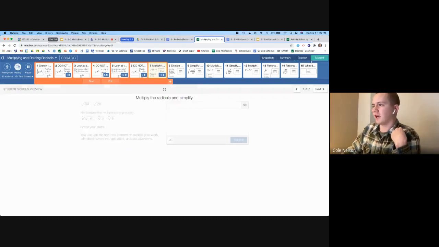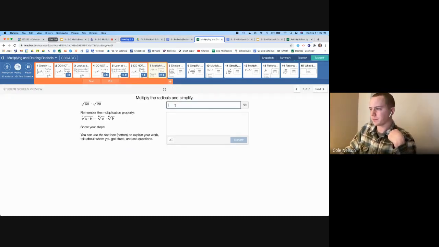And yours is going to look like this. This is not what I wanted it to look like, that's okay. Yours is going to look like this. What I want you to do is simplify these two radicals multiplied together, square root of 50 times the square root of 20.